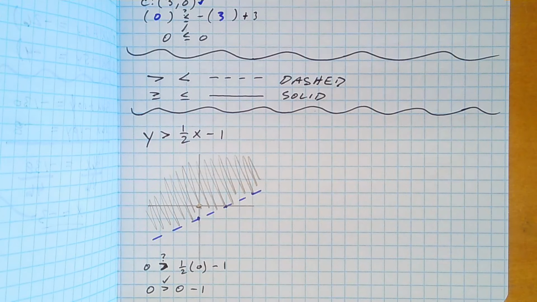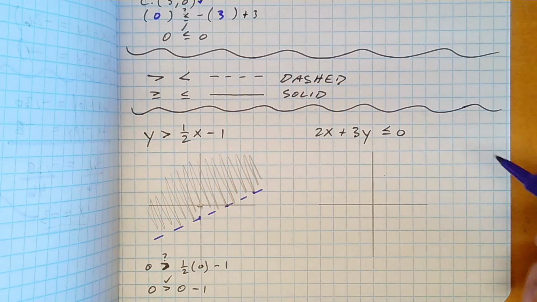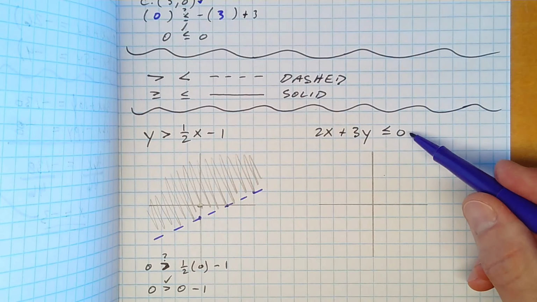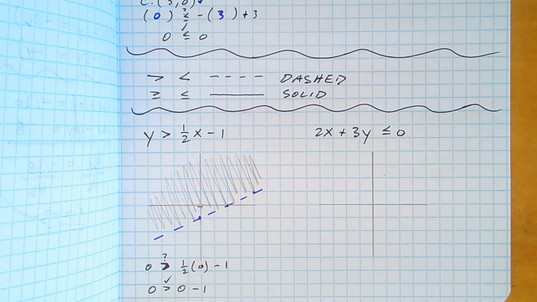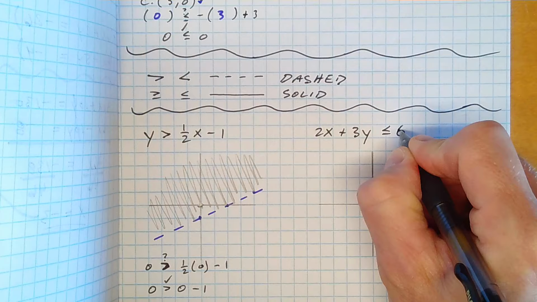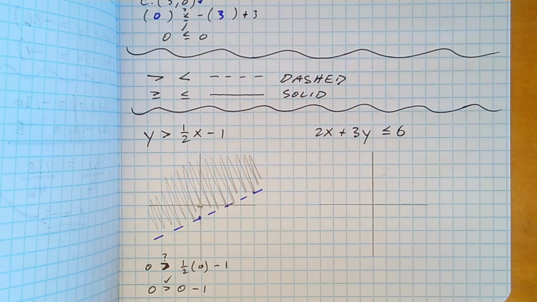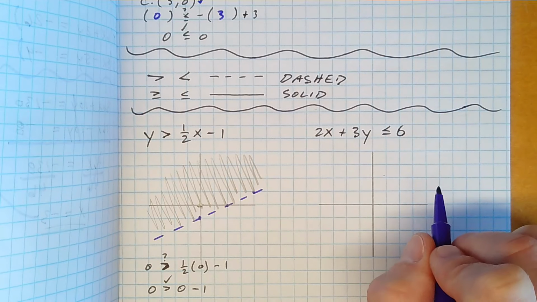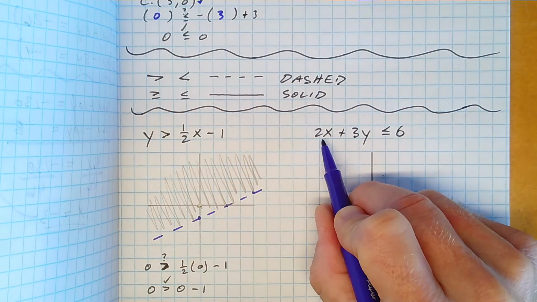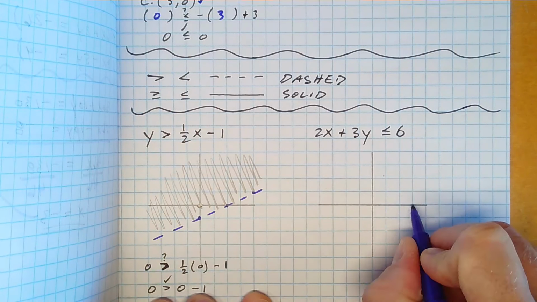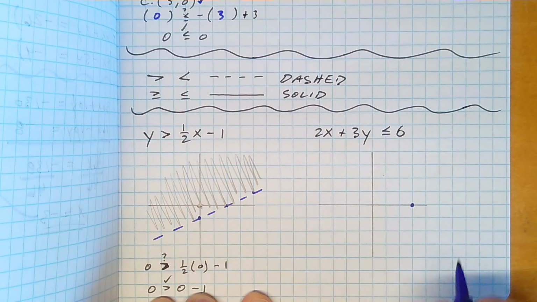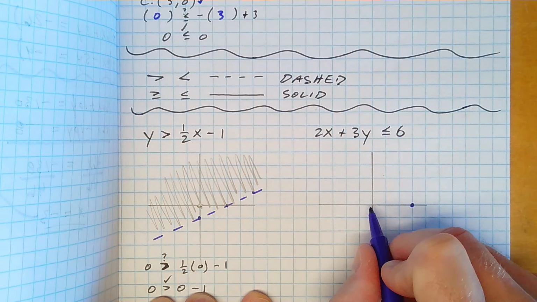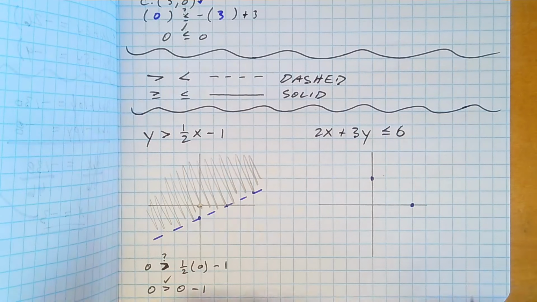All right, let's do this example where we have an equation that is in standard form. So this is supposed to say 6, not 0. So we are going to use the x and the y intercepts to help us graph this. So I'm going to do 6 divided by 2, and that's 3. So my x-intercept will be 3, 0. 6 divided by 3 is 2, so my y-intercept will be 0, 2.